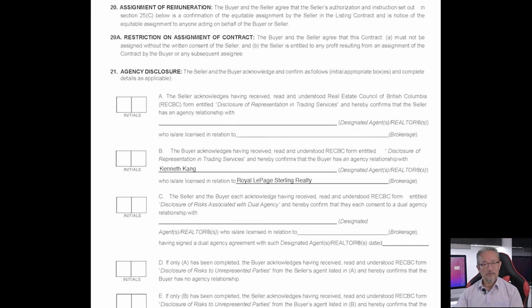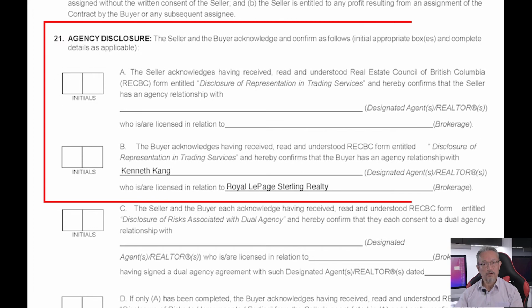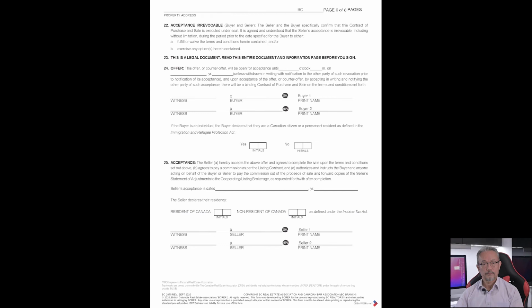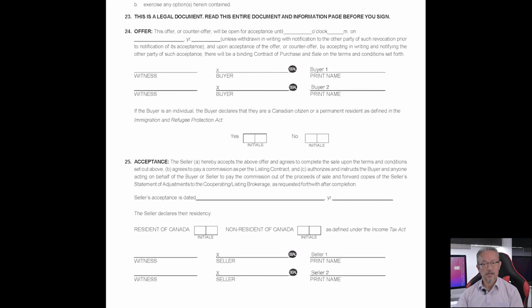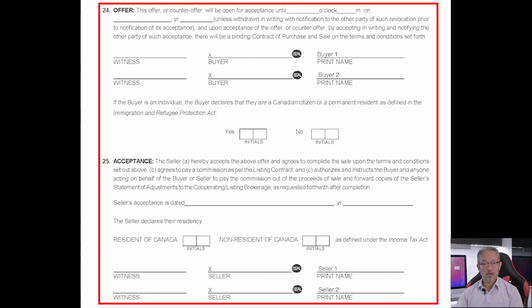On page 5, the seller and the buyer realtor are disclosed with their brokerage names. On page 6, the sellers and buyers will sign the contract. Please note, clause 24 states when the signed contract expires. In other words, after this timeline, if it's not signed, the contract is expired and void. Therefore, all negotiation must be done prior to this time, or amendment before the expiry time.